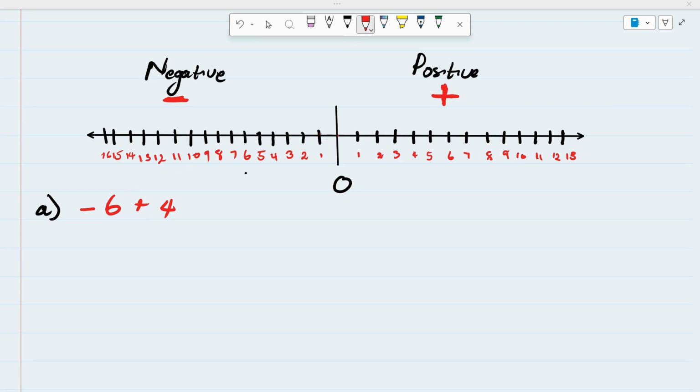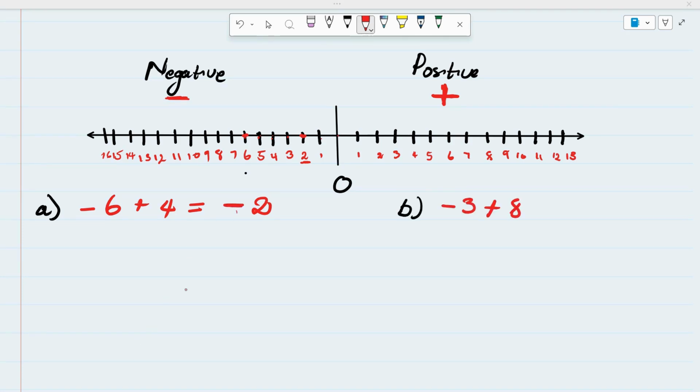So we'll count 6 units to the left. 1, 2, 3, 4, 5, 6. And here is where we meet our 6. It says plus 4. So it's a 4, but in which direction? The positive direction. Meaning from this point, we have to count 4 points to the right. 1, 2, 3, 4. That means our answer is 2, but in the negative direction. So our answer is -2.